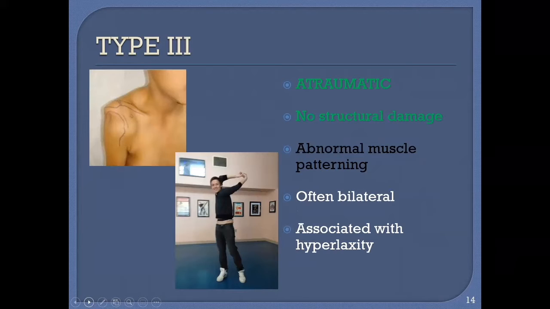Type 3, there is no history of trauma. The problem often comes on over a period of time, and they notice the shoulders starting to pop and sublux. Often initially they don't have pain. Common age of presentation to healthcare is around 14, and this may coincide with puberty and growth spurts. Inside there is absolutely no structural damage to the muscles or the cartilage, but they have evidence of abnormal muscle patterning. It's often seen bilaterally and often associated with hyperlaxity.